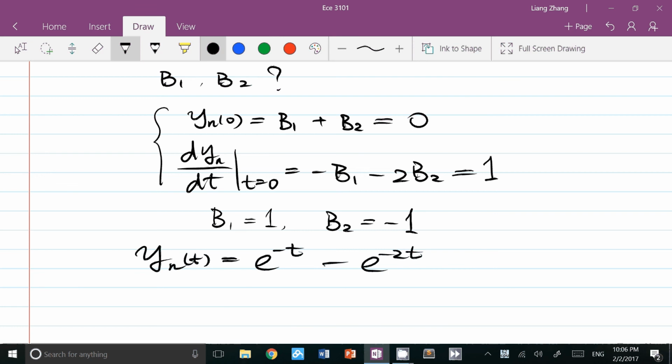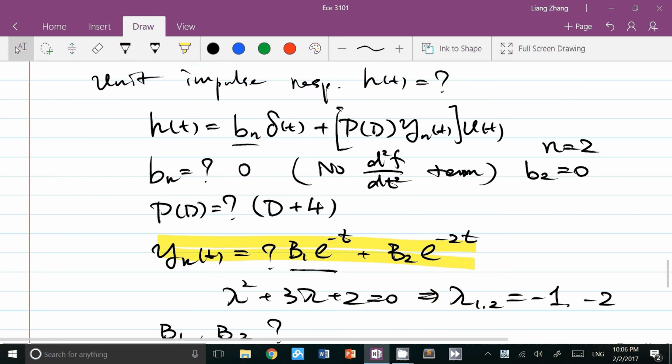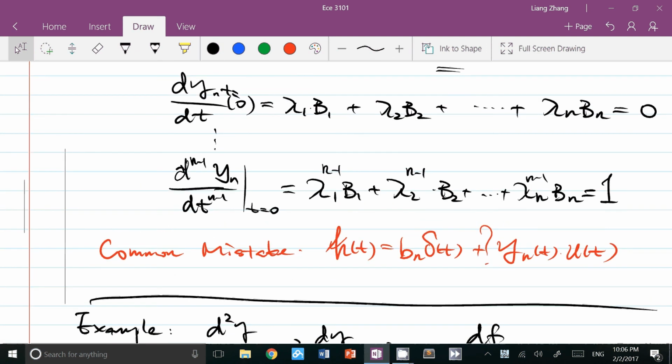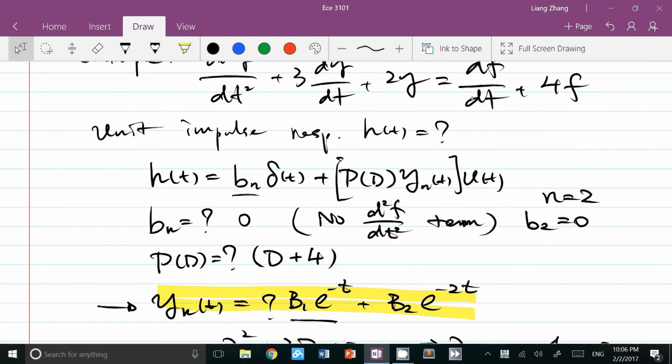Now remember, although you have obtained Yn of t, so you got this figured out, keep in mind you need to do one more thing. Don't make a common mistake, so let's put it in red here. You need to take this P of D and apply it to this Yn of t that you just obtained.